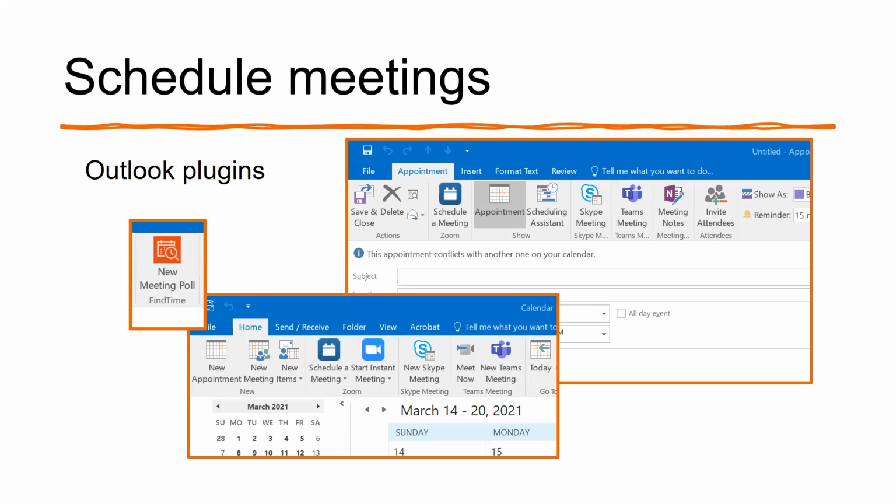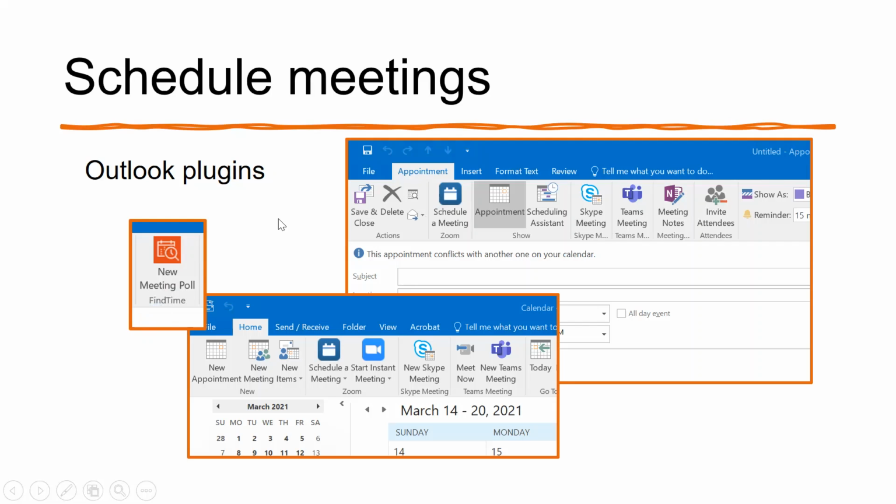So I'm going to start out with talking about some quick ways of scheduling meetings using Outlook plugins. And there's three that I'm going to talk about today. If you see in this screenshot, the large picture shows a blank appointment, and there is a button that says schedule a Zoom meeting. There's also one that says Skype meeting and one for Teams meeting. And then I think I cut it off further over in my Outlook is this wonderful orange red button that says new meeting poll. So I'm going to show you some of these today.